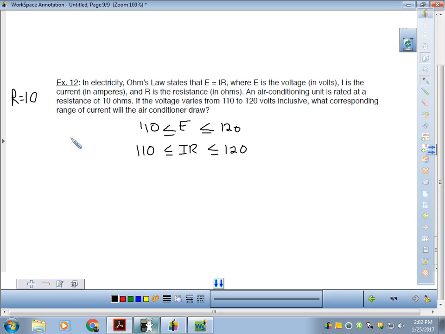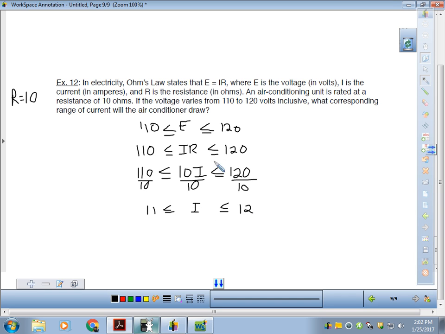And here's the thing, though. We know what R is. R is 10, so we can plug that in there, and we can say 110 has to be less than or equal to 10I, which has to be less than or equal to 120. And then all we got to do is solve for I. So to solve for I, we would divide everything by 10. And so we get 11 is less than or equal to I is less than or equal to 12.